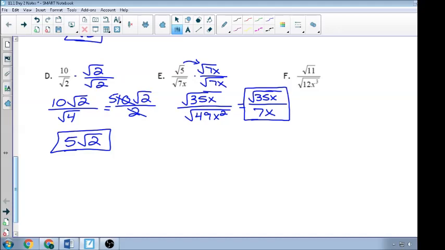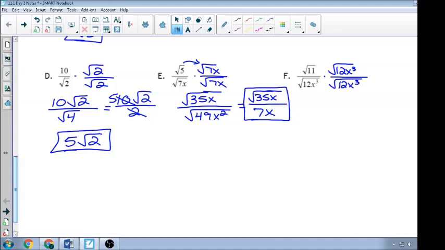On to F, the final problem that we're going to do today. I have the square root of 11 over the square root of 12x to the third. Again, none of those things are perfect squares, so I'm just going to go ahead and multiply by the square root of 12x to the third power over the square root of 12x to the third power.